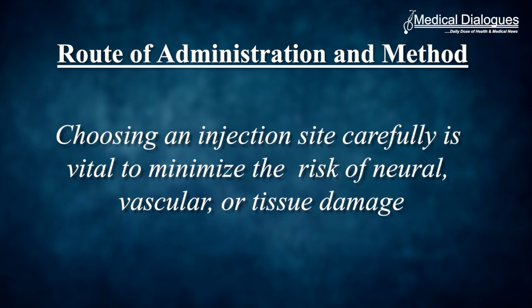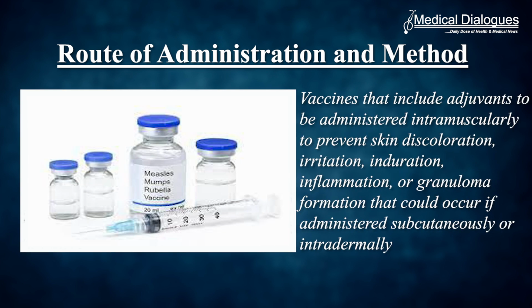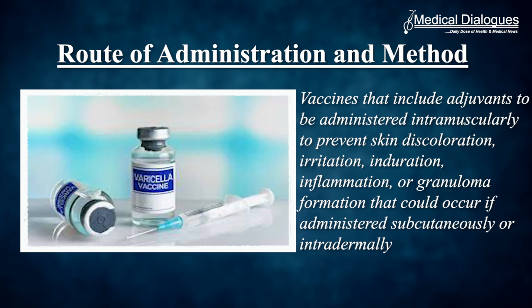Choosing an injection site carefully is vital to minimize the risk of neural, vascular, or tissue damage. Vaccines that include adjuvants are to be administered intramuscularly to prevent skin discoloration, irritation, induration, inflammation, or granuloma formation that could occur if administered subcutaneously or intradermally.